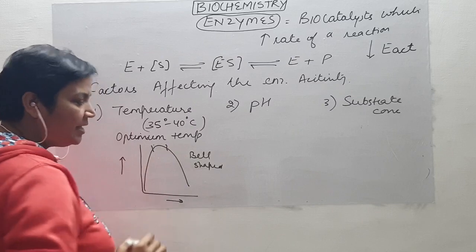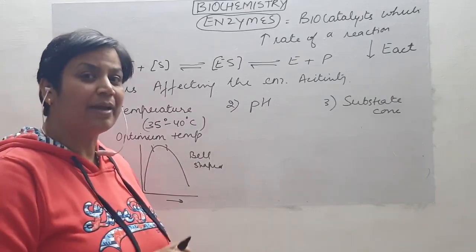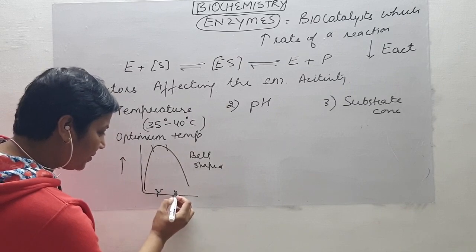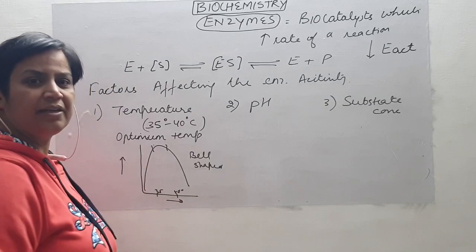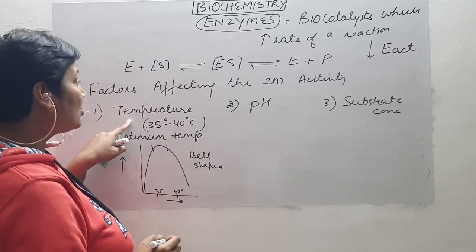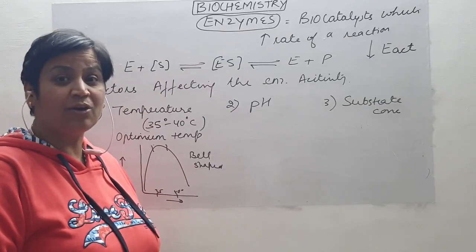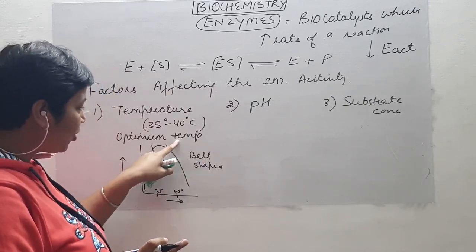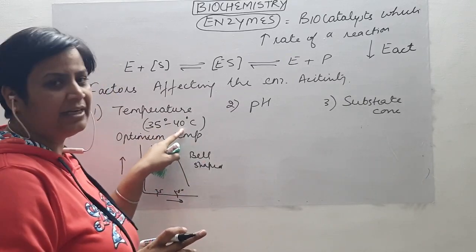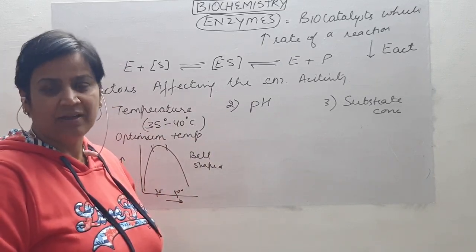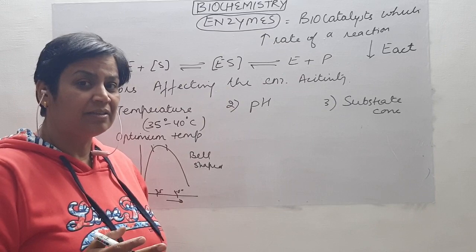Here, the activity of the enzyme would be maximum, because here the temperature would be 35 to 40 degrees. So, the influence of temperature on the activity of the enzyme is, it has a specific temperature optima between 35 to 40 degrees. If we decrease the temperature, if we increase the temperature, enzyme will denature.